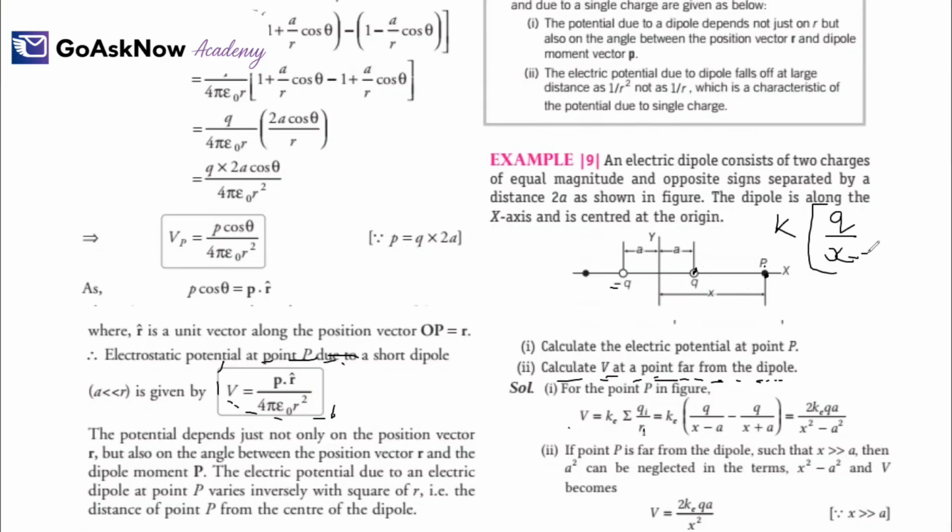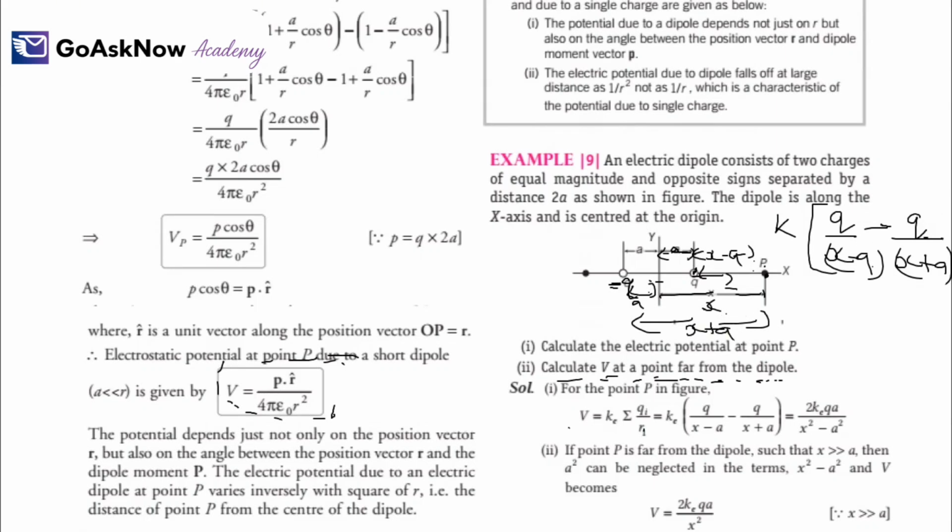Why this distance? Because the distance from the center of the dipole is small x, and this distance is small a only. So the distance from this charge will become x minus a. The whole distance is x, this is a, so this distance will become x minus a. And there is a minus charge there, so we will substitute the minus sign: minus q upon x plus a. This is a, this is x, so this distance will be x plus a.